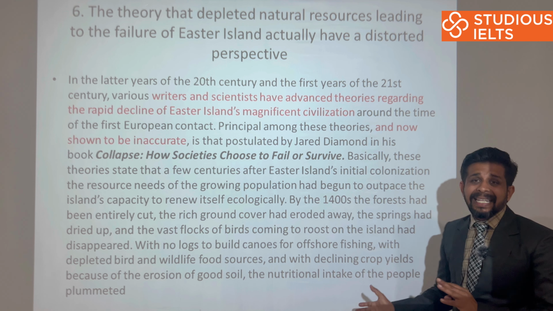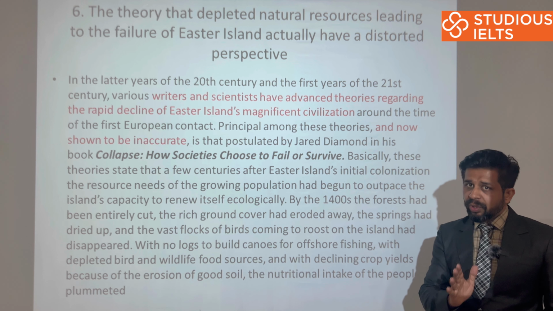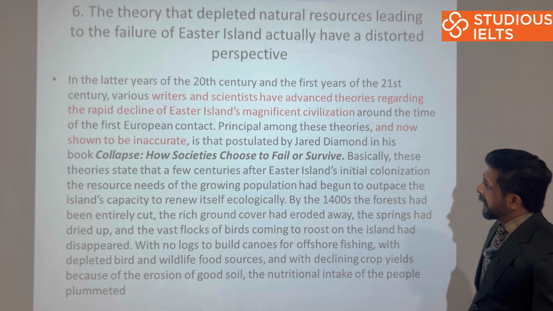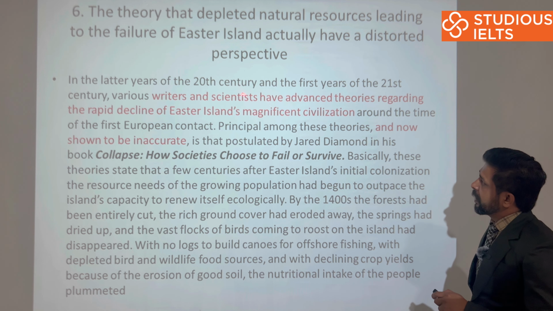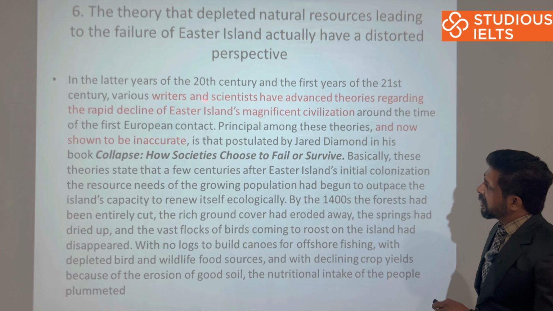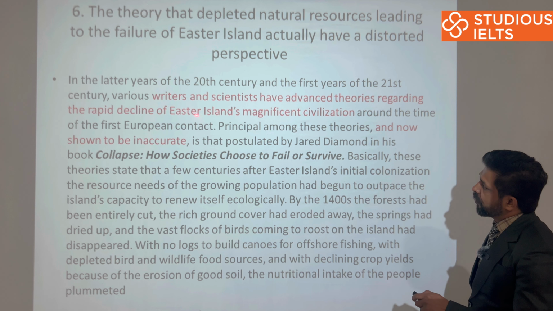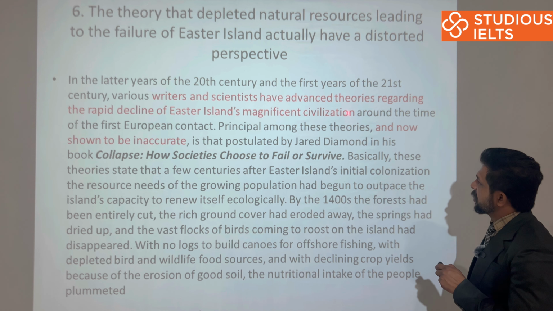It will be a lengthier kind of reading. So read with me. If you will do that, you will find it. Okay. It says in the later years of the 20th century and the first years of the 21st century, various writers and scientists have advanced theories regarding the rapid decline of Easter Island's magnificent civilization.